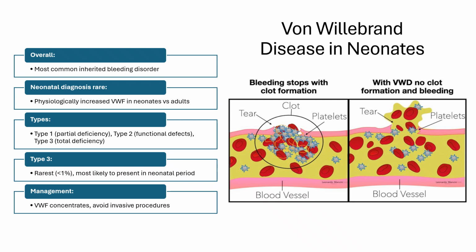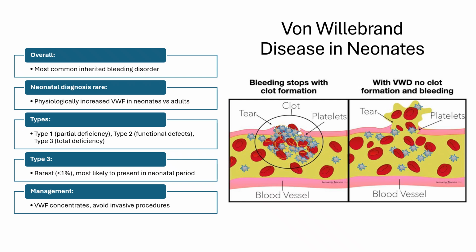Neonates possess physiologically elevated von Willebrand factor concentrations and an increased proportion of high molecular weight multimers compared to older children and adults. This natural elevation masks most forms of von Willebrand disease during the neonatal period, explaining why diagnosis typically occurs later in childhood, when von Willebrand factor levels normalize.